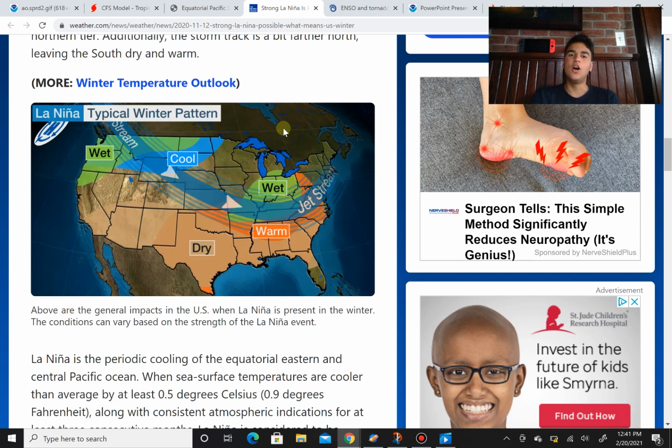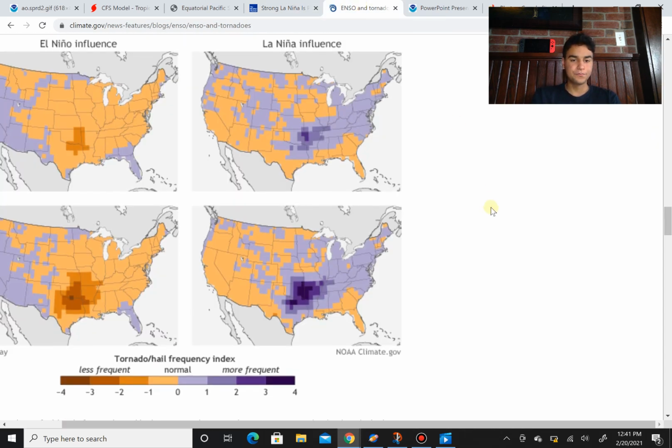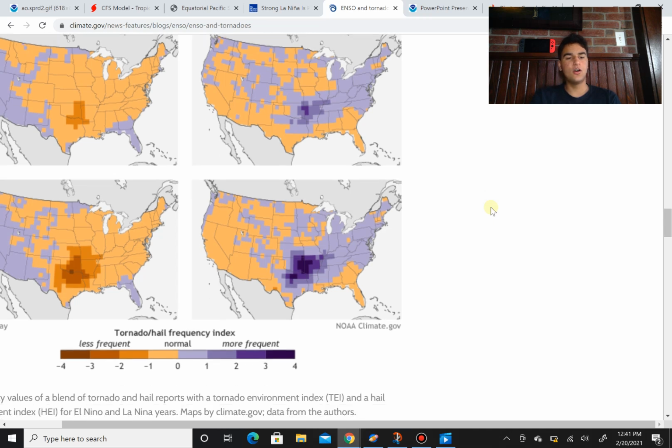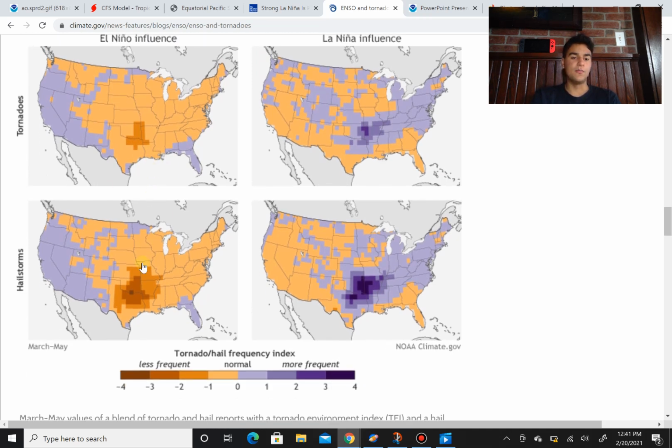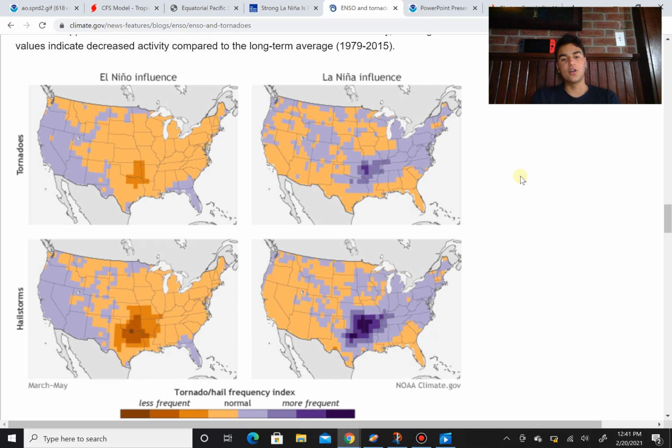Something I haven't gone over yet, which could definitely be a concern if you're in the Midwest, is the frequency of tornado and hailstorms occurring during a La Nina or El Nino phase. During the El Nino phase, you see that tornadoes and hailstorms are a lot less frequent in the Midwest, but compare that to a La Nina, where they're far more frequent to receive hailstorms thanks to the increased jet stream dip associated with a La Nina phase, and you're also more likely to experience tornadoes, especially right around Arkansas, Oklahoma, and throughout Missouri and Kansas as well.